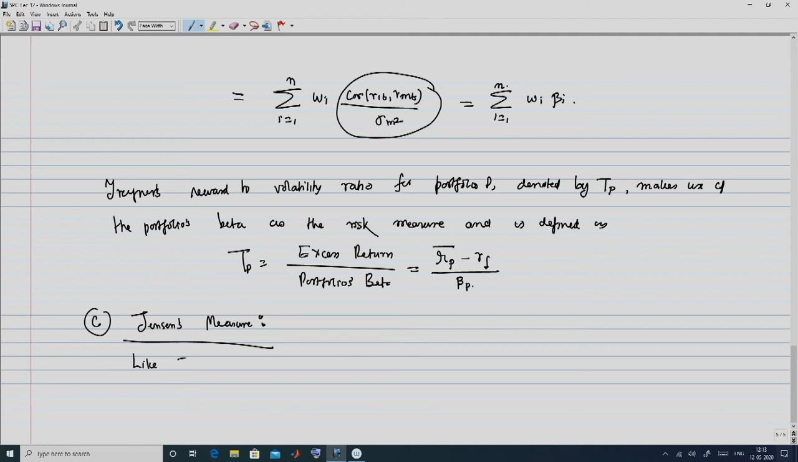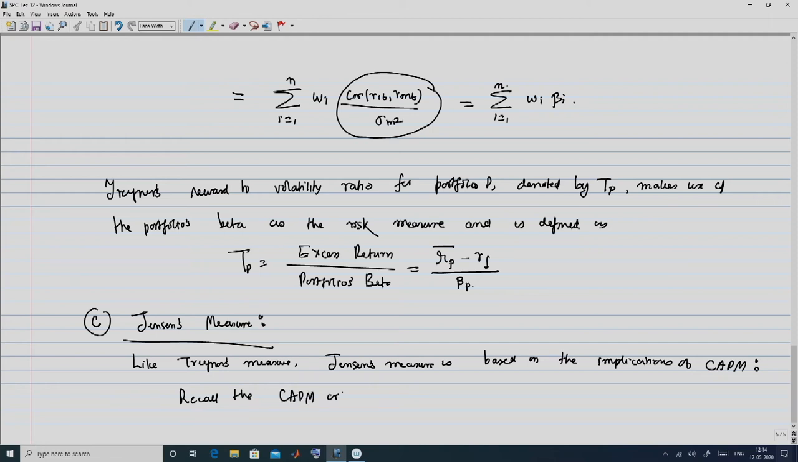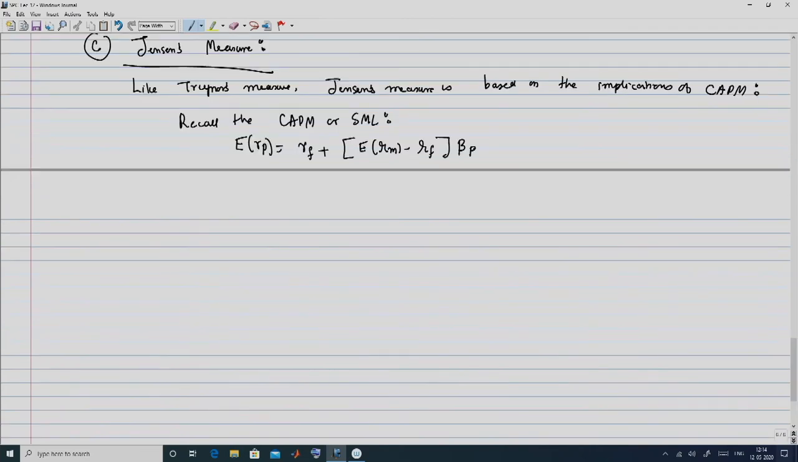Like Treynor's measure, Jensen's measure is based on the implications of CAPM. So recall the expression for CAPM or SML. You would recall that this is the expected return of a portfolio, which is equal to R_F plus E(R_M) minus R_F, times beta P. What Jensen did was to look at this CAPM and make some rearrangement.